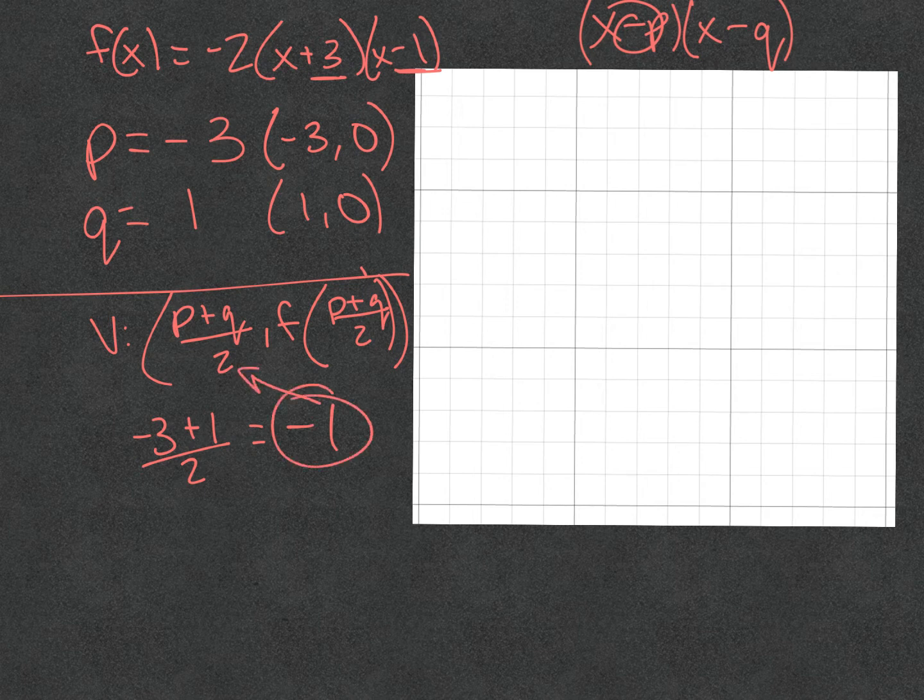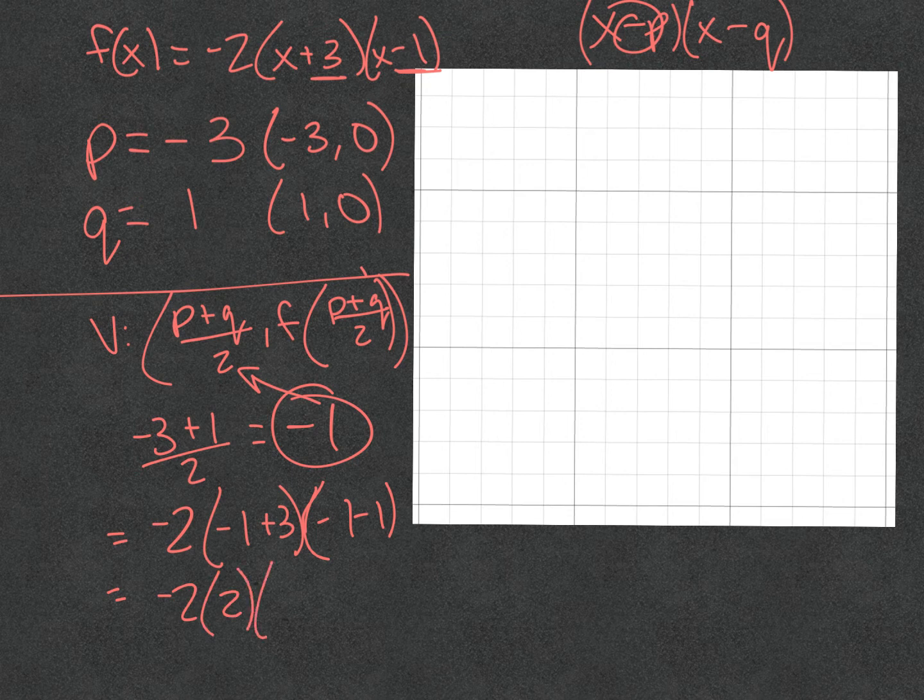So now I need to take that -1 and plug it back into my function to get my output for my vertex. So that's -2 times (-1 + 3) times (-1 - 1). That gives us -2 times 2 times -2. And what is that? That is a +8. So our vertex is (-1, 8), and we have our p and our q. So now we can complete our graph.